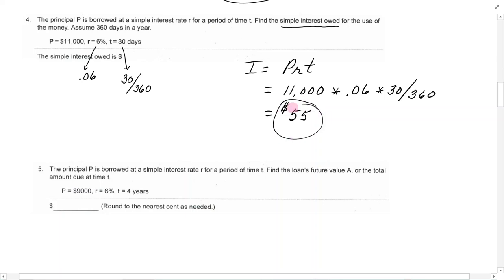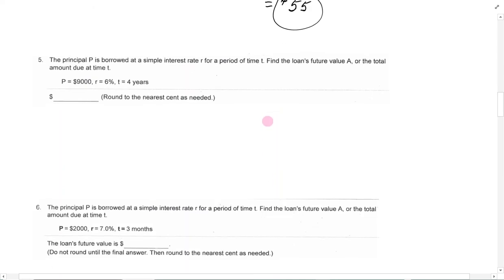Remember, when you pay back this loan of $11,000 and you notice, well, there's not much interest, but that's because you didn't have it very long. You only had it for 30 days. So you will pay back $11,000 plus $55 in interest. Starting with number 5, the instructions change. It says, the principal P is borrowed at a simple interest rate R for a period of time T. Find the loan's future value A, or the total amount due at time T.